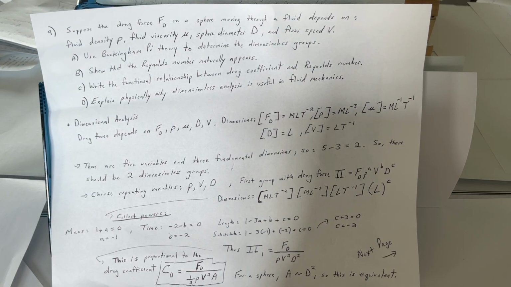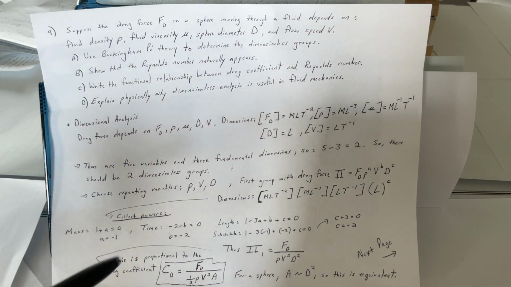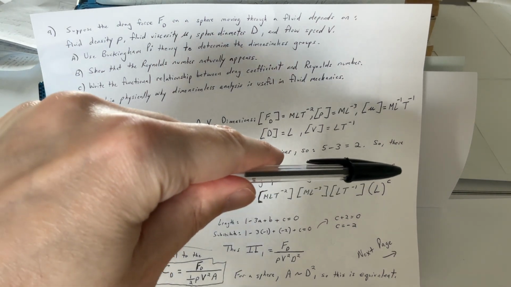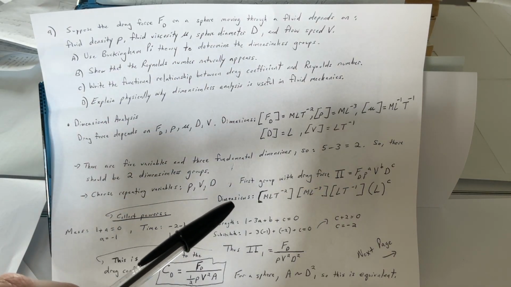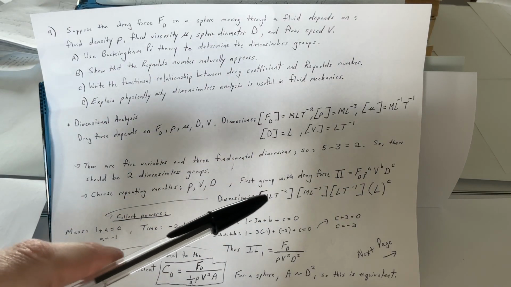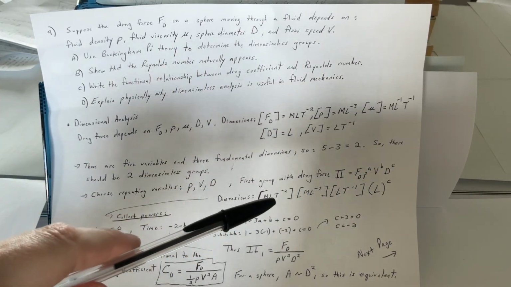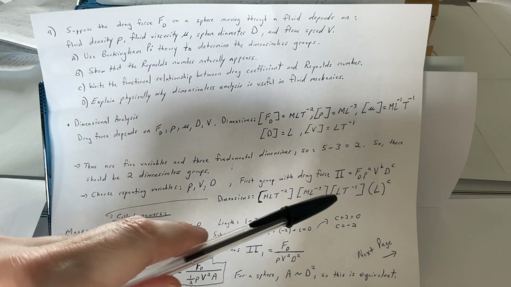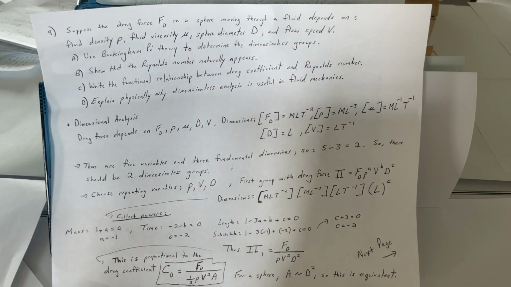So there should be 2 dimensionless groups. From there, we choose our repeating variables, rho, V, and D. Our first group with the drag force is going to be this quantity here. Our dimensions for this drag force, substituting from what we have up here, are MLT^-2 times (ML^-3)^a, (LT^-1)^b, L^c.